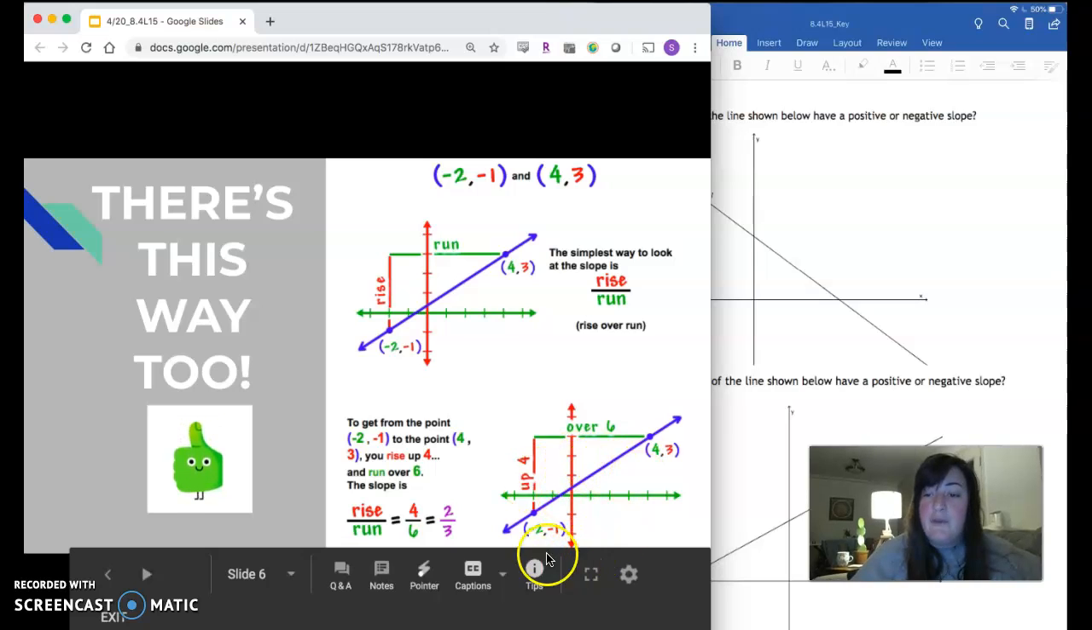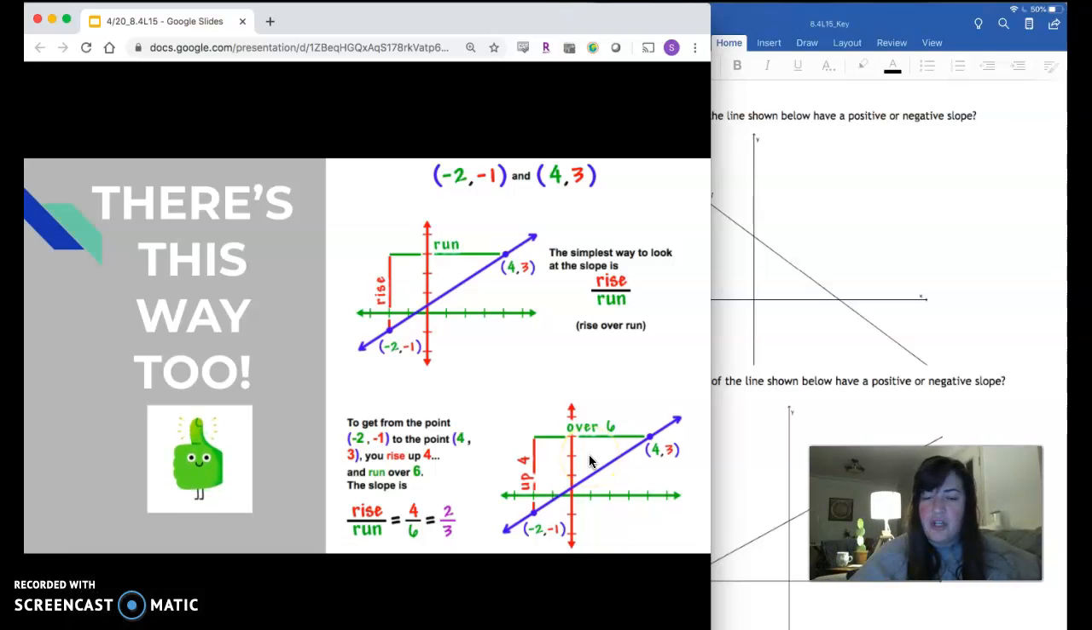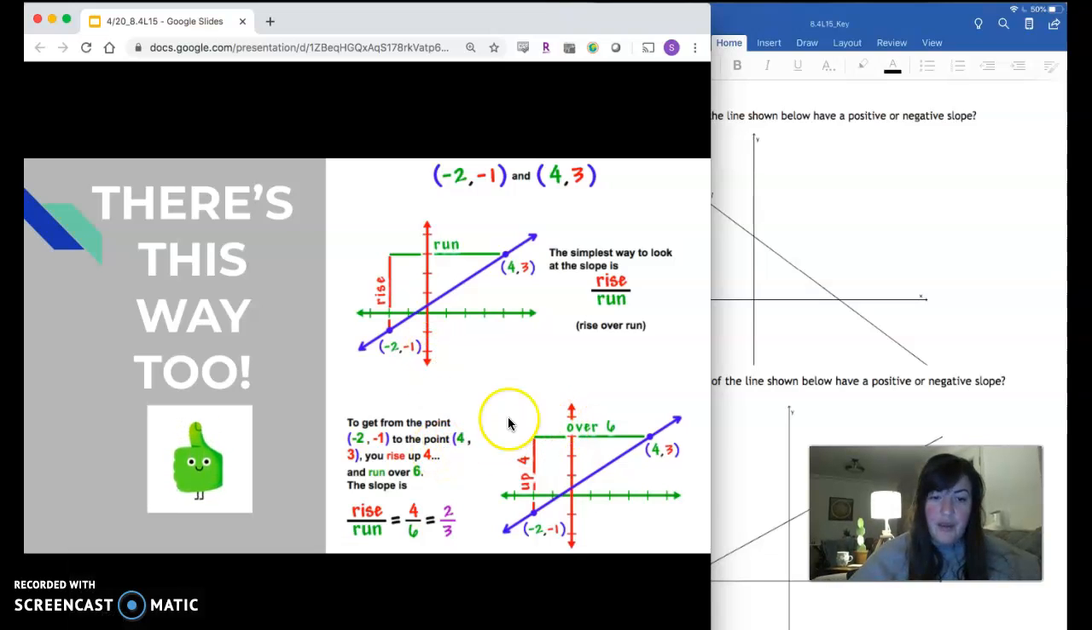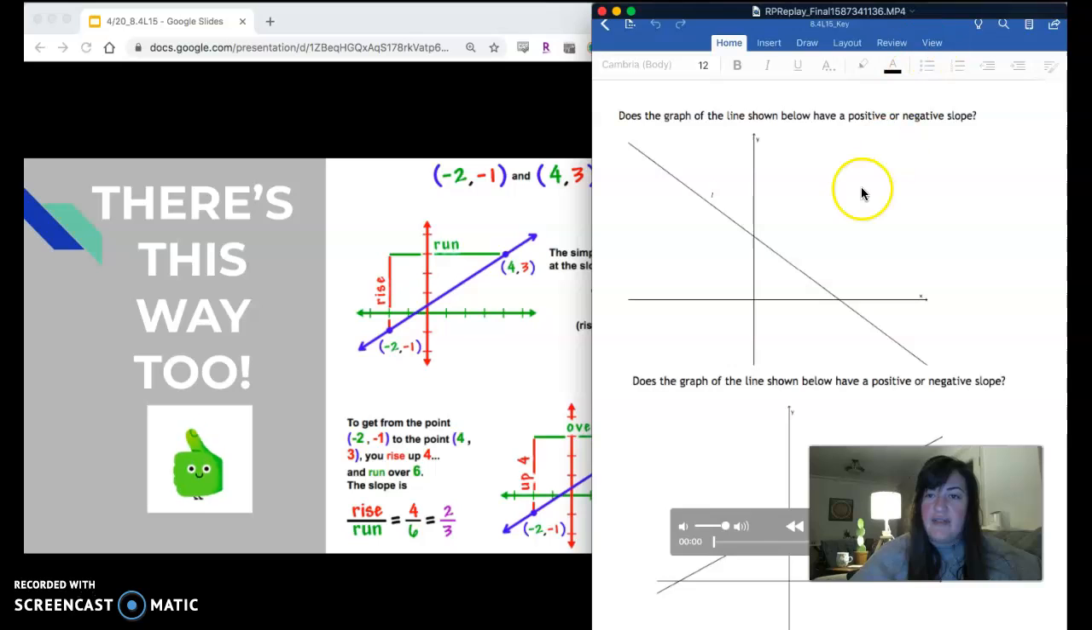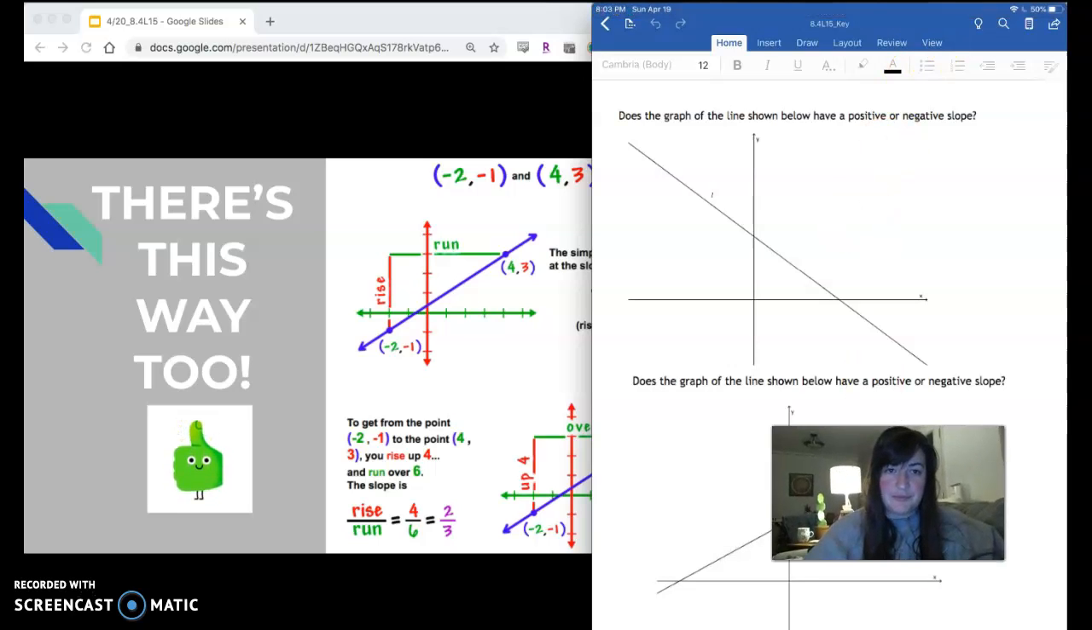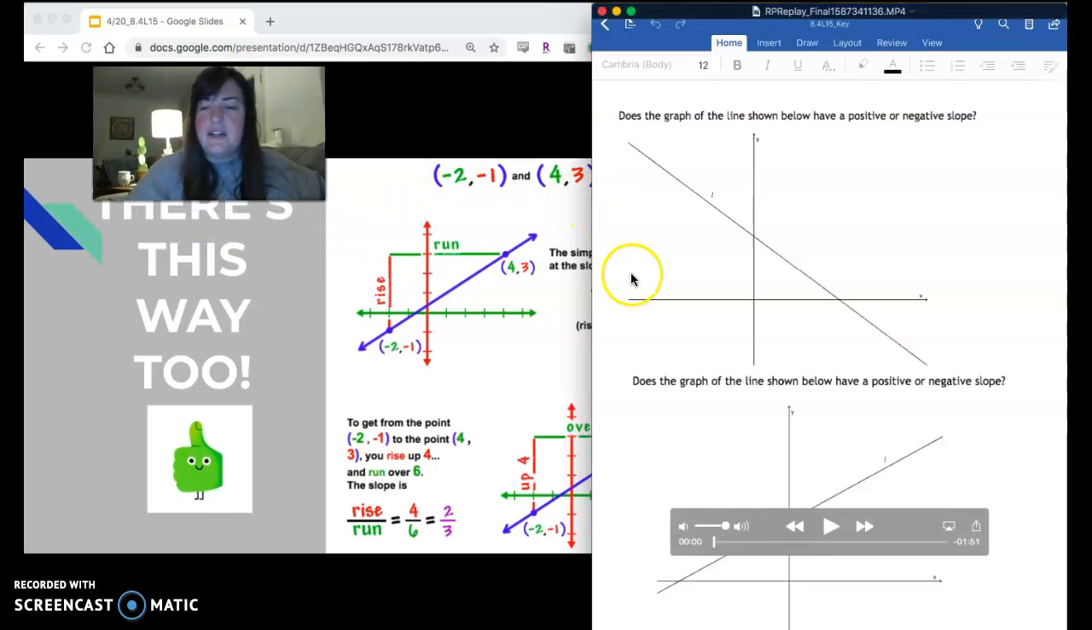Something to be careful of when you are doing rise over run is to make sure you watch for those scales. So if it's counting by 1, then you're good to go, but if it's counting by 2, make sure you're accounting for that. So watch those scales. All right, let's take a look at the solutions for the first couple problems. And then I'll give you a little freebie in there too.